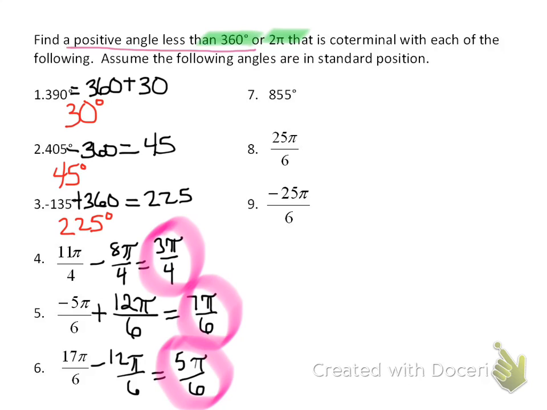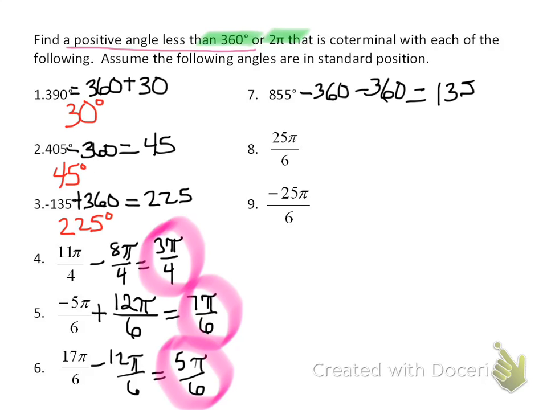All right, who has my answer for me? Jesse, what'd you get? I got 135 degrees. Why 135 degrees? Because there's 2 rotations. Perfect. All right, 25 pi over 6.